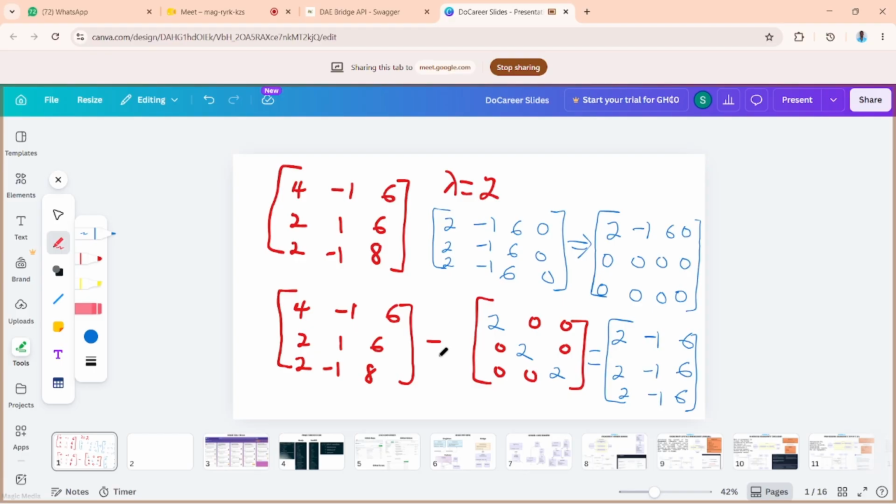All right. After finding the REF, the next focus should be: are we having free variables? We have 2 free variables. So we have x2, x2 is a free variable, and then x3 is also a free variable. Please, do we agree?